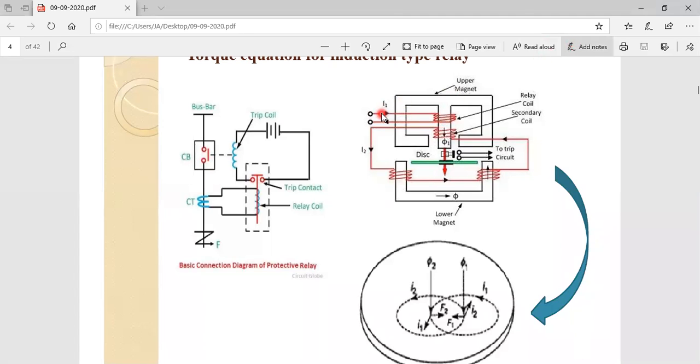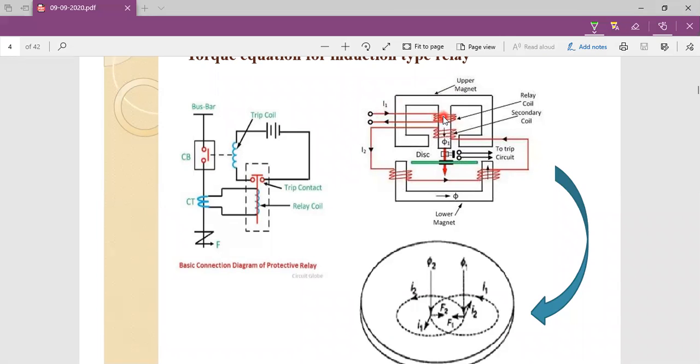This particular winding gets supply from the secondary of a current transformer. Let us assume it is a single phase supply. By using this structure, we are going to split this single phase into two phases. That means here we get I1, and we also make one more current, I2. We get this I2 because of transformer action.